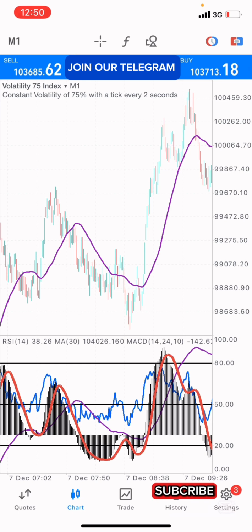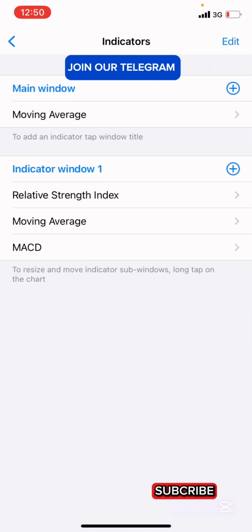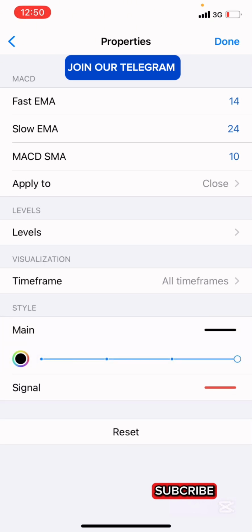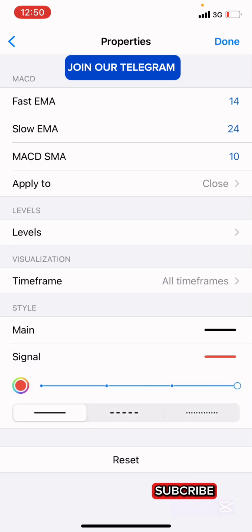All right, then the last indicator you want to use is the MACD. Very important, the MACD. You put the fast EMA on 14, slow EMA 24, MACD SMA 10, you apply to close. For the main, on the style, you put that on 4 pixels with color black. The signal, you put that on 4 pixels as well with color red, with this first straight line pattern here. You don't add any levels. Okay, then you click on done.